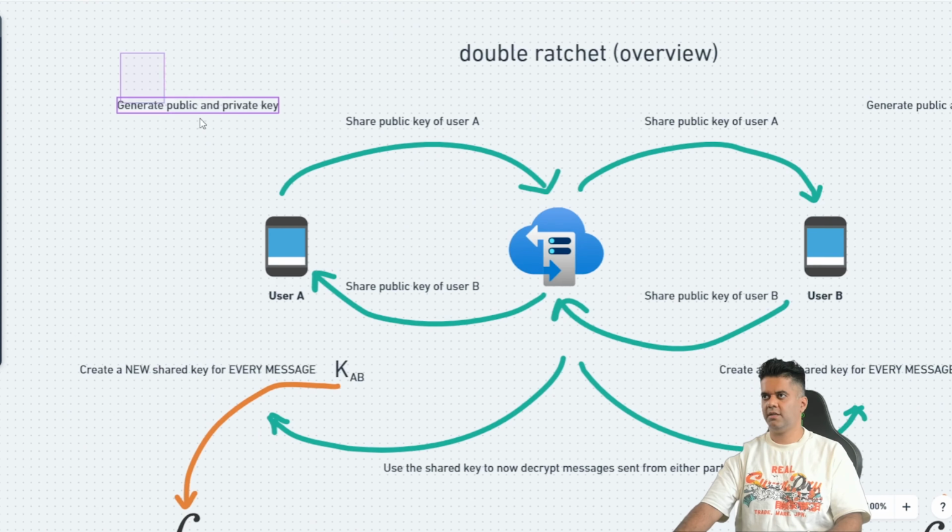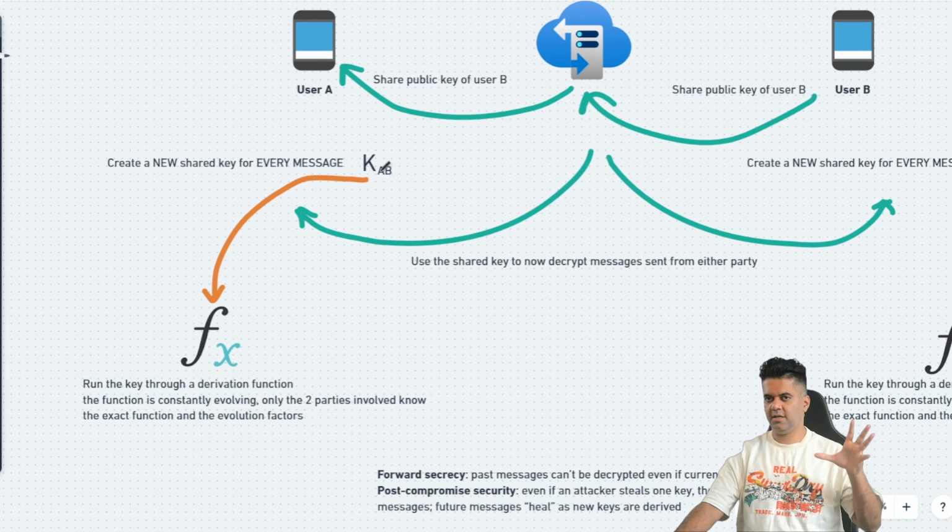But in this case, what's different from extended Diffie-Hellman is that we create a new shared key for every message. You remember, Diffie-Hellman was a shared key. Extended Diffie-Hellman was a shared key for each session. And this is a shared key for each message, not even each session, for each message. So it's ultra secure.